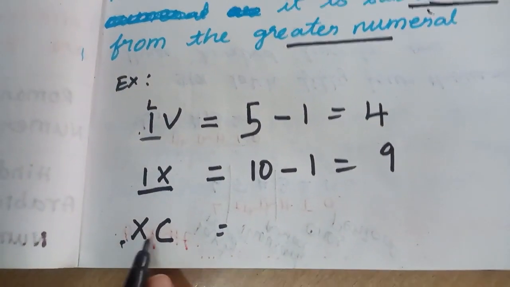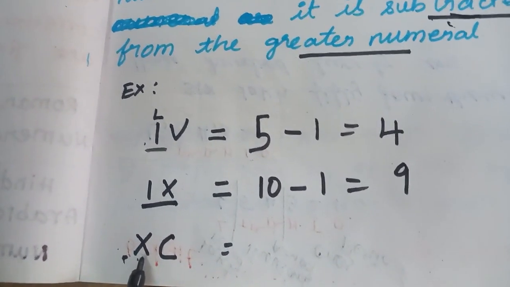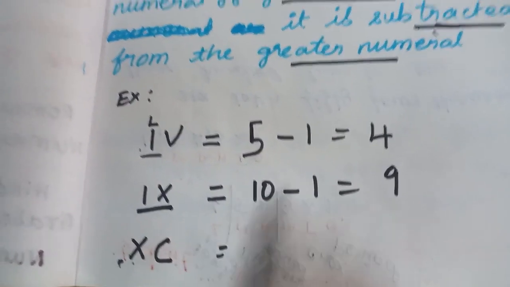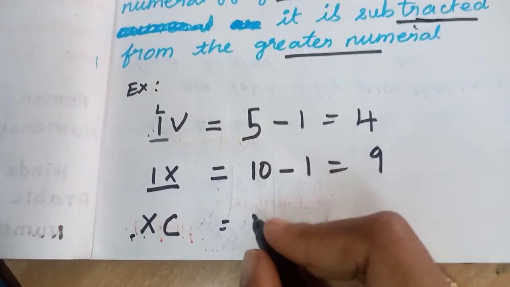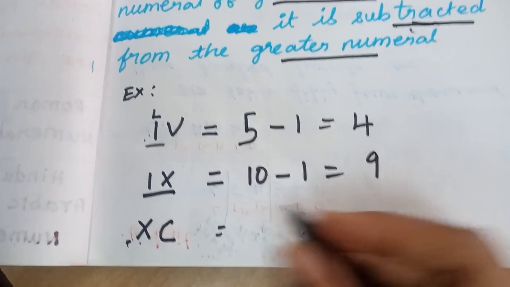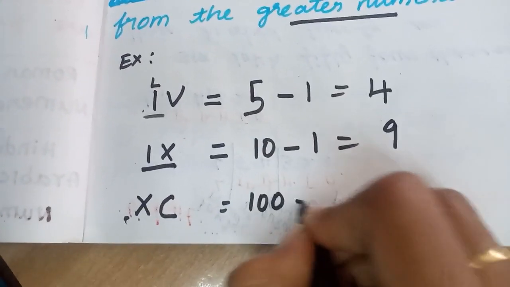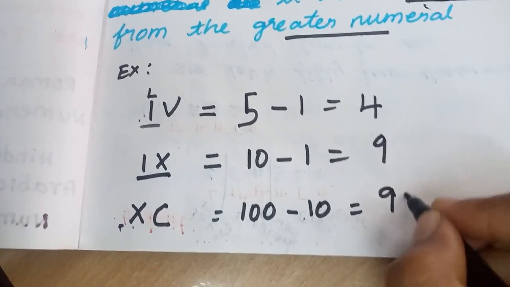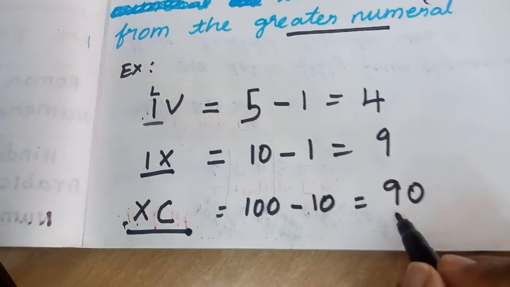X C represents 100. The smaller value occupies the left side of the greater value. Left side means what is the process? Subtraction. So you have to subtract from the greater numeral. The greater numeral here is 100. So 100 minus 10 equals 90. So XC represents 90.